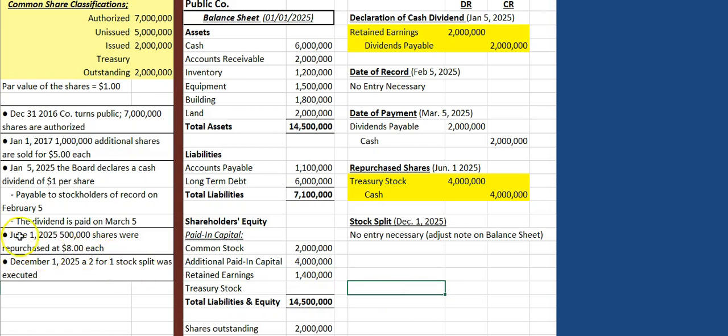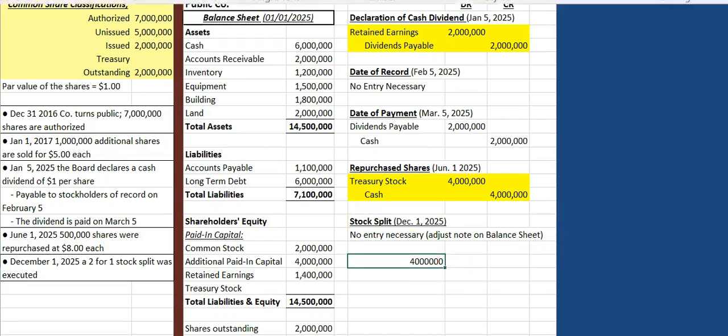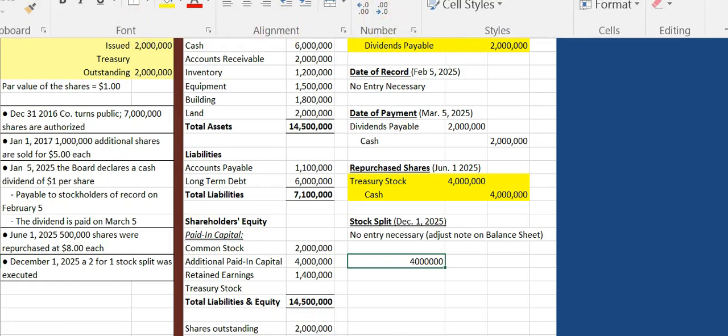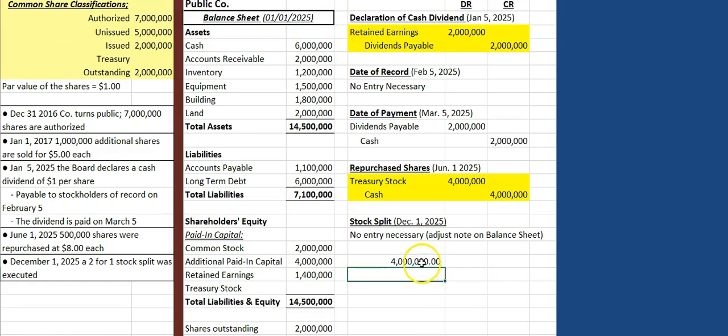Now it says, on June 1, 2025, 500,000 shares were repurchased at $8 each. Okay? So the company repurchased from the market 500,000 shares. Okay? And they repurchased them at $8 each. Okay? 500,000 times 8 is $4 million. So that's the amount the company repurchased.